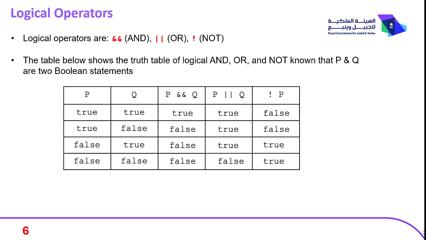Logical operators. Logical operators allow us to combine or modify Boolean statements. We have AND, represented by a double ampersand, OR, represented by double pipes, and NOT, which is an exclamation point. As shown in the truth table, AND requires both parts to be true, while OR only requires one part to be true to return a true result.